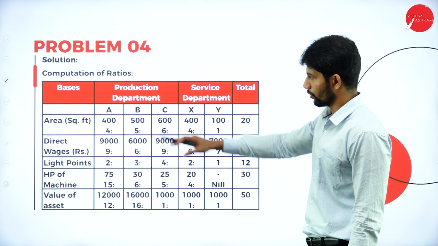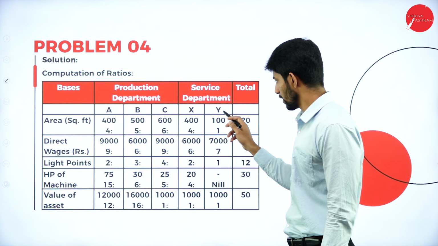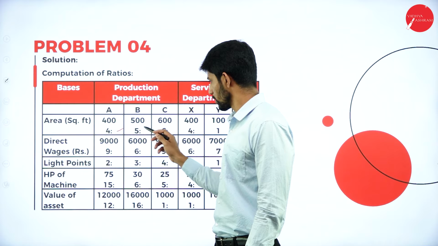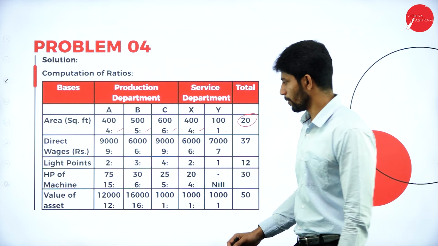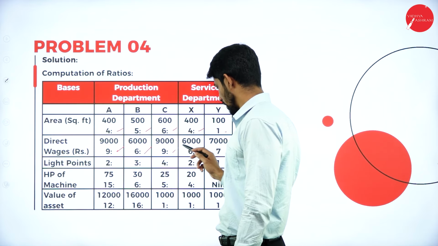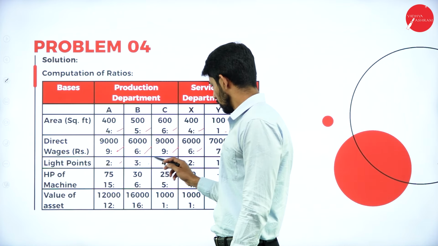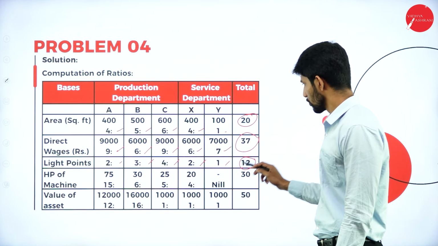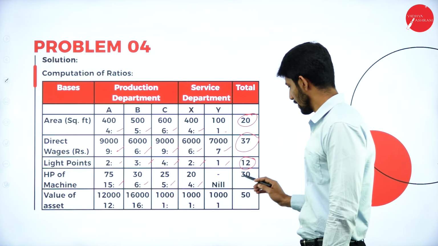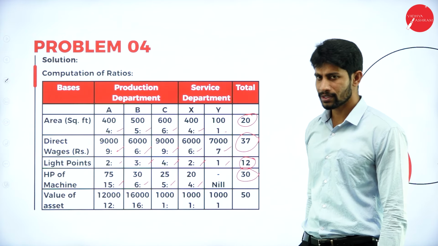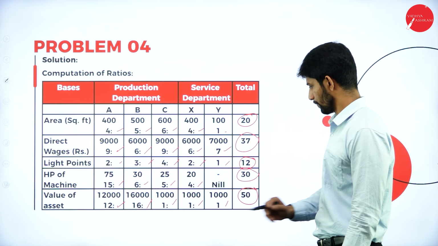So let us find out the ratio. Area is given as 400, 500, 600, 400, 100. The ratio is 4:5:6:4:1, total 20. Next, direct wages, the ratio is 9 is to 6 is to 9 is to 6 is to 7, totally 37. Lighting points, 2 is to 3 is to 4 is to 2 is to 1, totally 12. HP of machine 15, 6, 5, 4, nil, totally 30. Value of asset 12 is to 16 is to 20 is to 1 is to 1, totally.